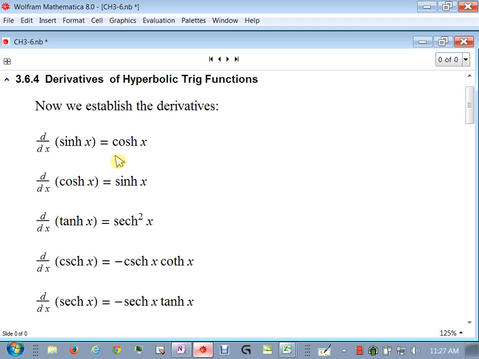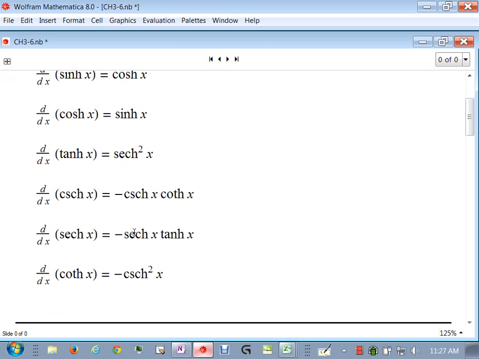How about this one? Is that like it was with sine and cosine? Yes. The derivative of tangent x was secant squared x, and here it's secant hyperbolic squared x. So that's the same. And these are similar also, aren't they? That's right. In the regular secant, it's just secant x tangent x. Here it's negative. All right, so now we have the derivatives.